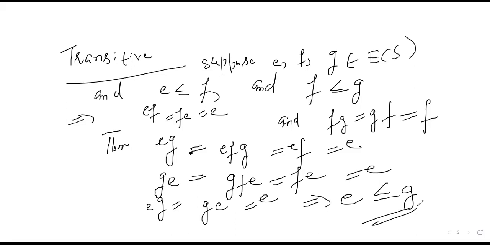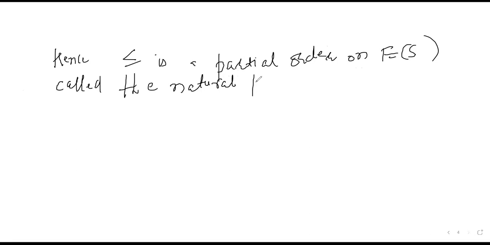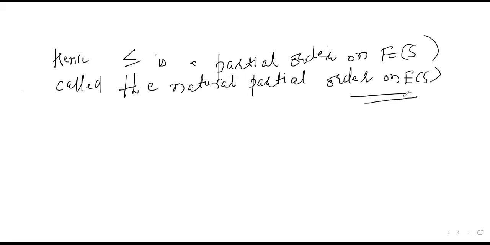It is called the natural partial order. Hence, this is a partial order on the set of idempotents E(S), called the natural partial order on E(S). Okay.